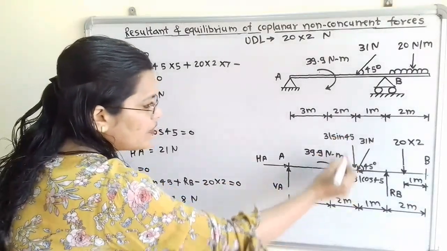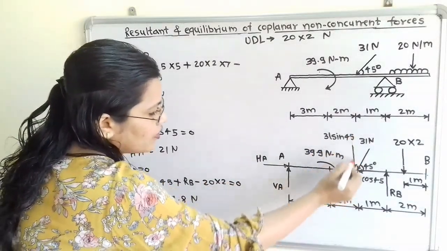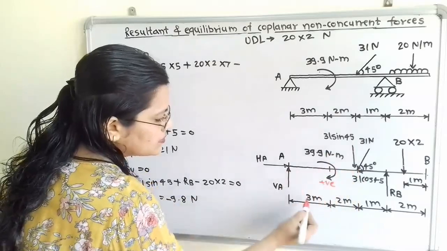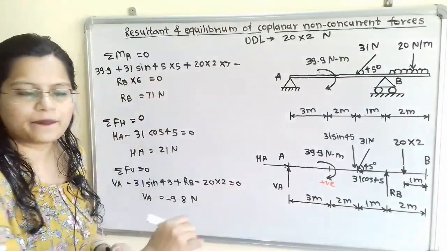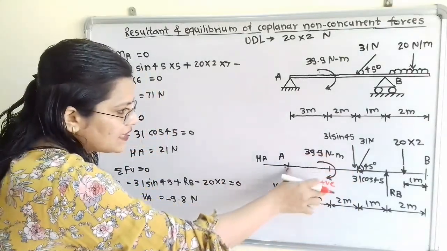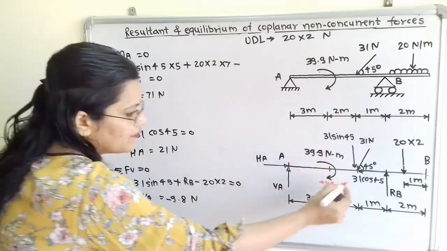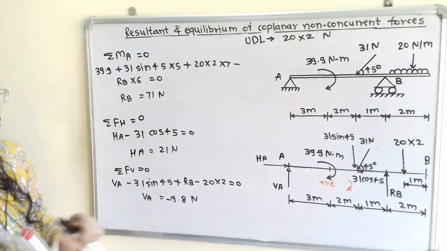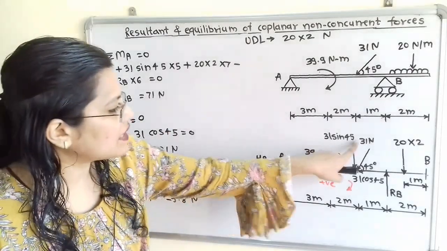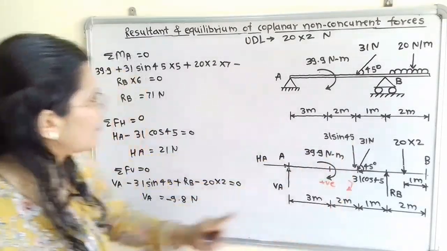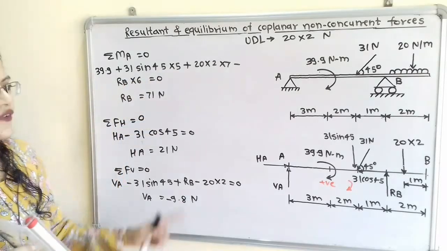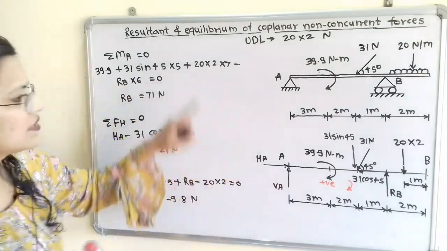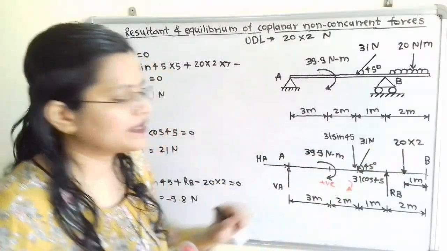Now we will move to the vertical component. So for the vertical component, perpendicular distance is 3 plus 2, that is 5. And if I move the compass in the direction of 31 sin 45, then it is in this clockwise direction. So we will use positive sign. So plus 31 sin 45 multiplied by 5. Now we will move next, that is this 20 multiplied by 2.